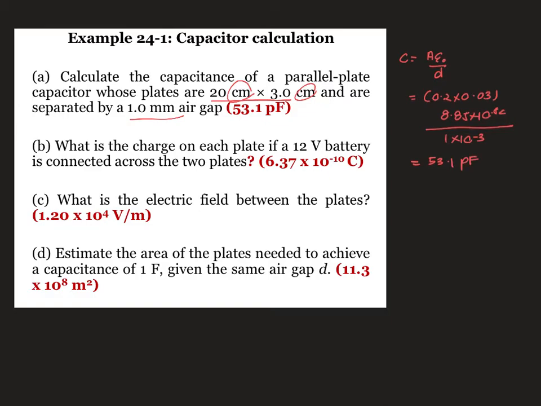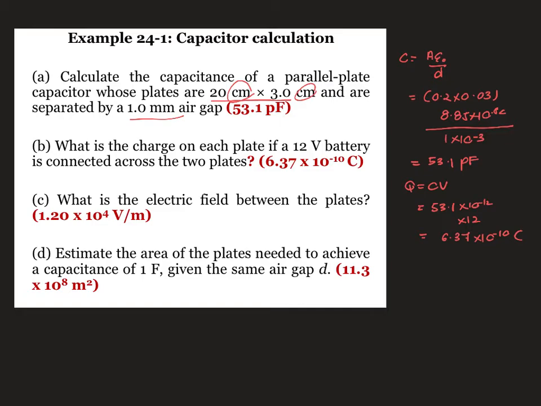Question B: what is the charge on each plate if a 12-volt battery is connected across the two plates? This one you can use the formula Q equals CV. C was already found in question A, in picofarad, times 10 power of negative 12, and the voltage is 12 volt. Definitely you are going to get the answer of 6.37 power of negative 10 coulomb.